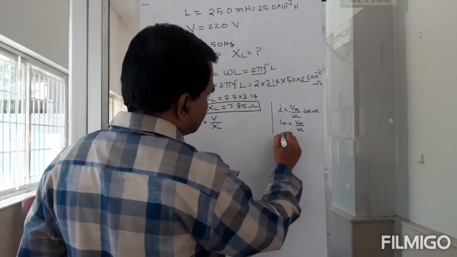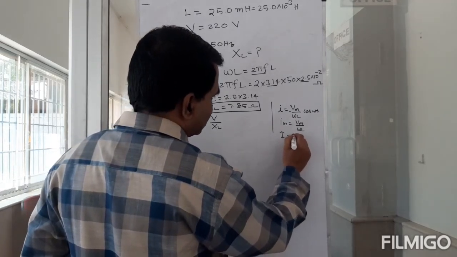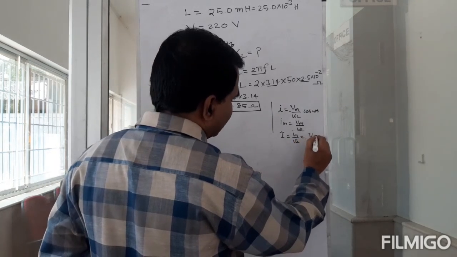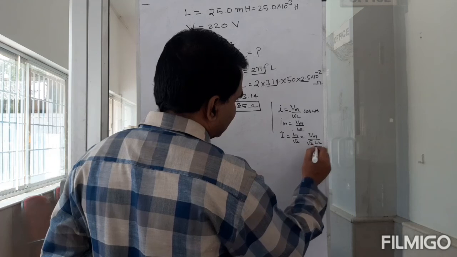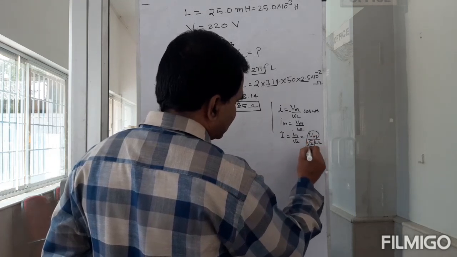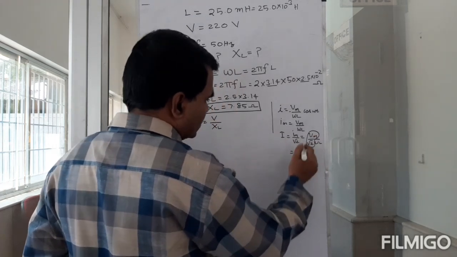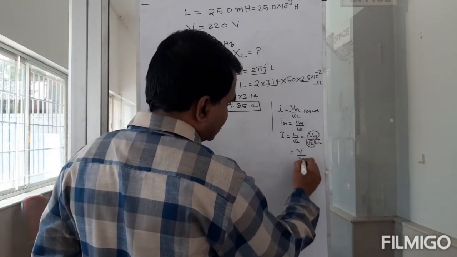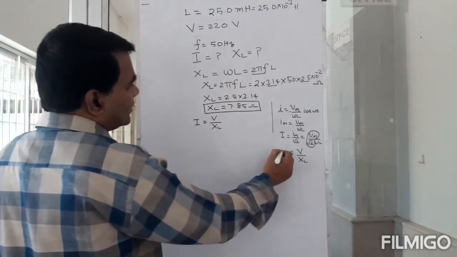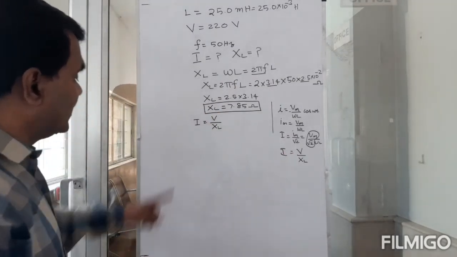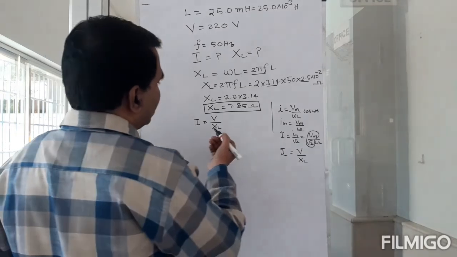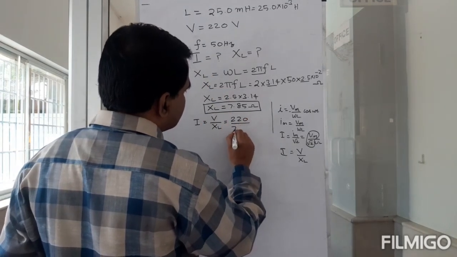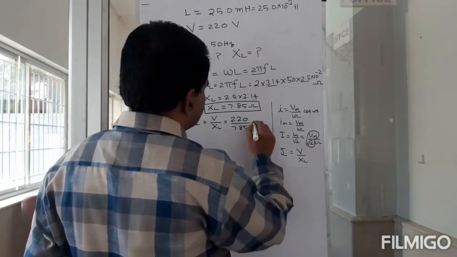So then what is IRMS? IRMS is equal to Im by root 2, which is equal to Vm by root 2 into omega L. But Vm by root 2 is equal to Vrms, and that divided by omega L, which is XL, gives I is equal to V by XL. So simply V is 220 volts divided by 7.85 amperes.